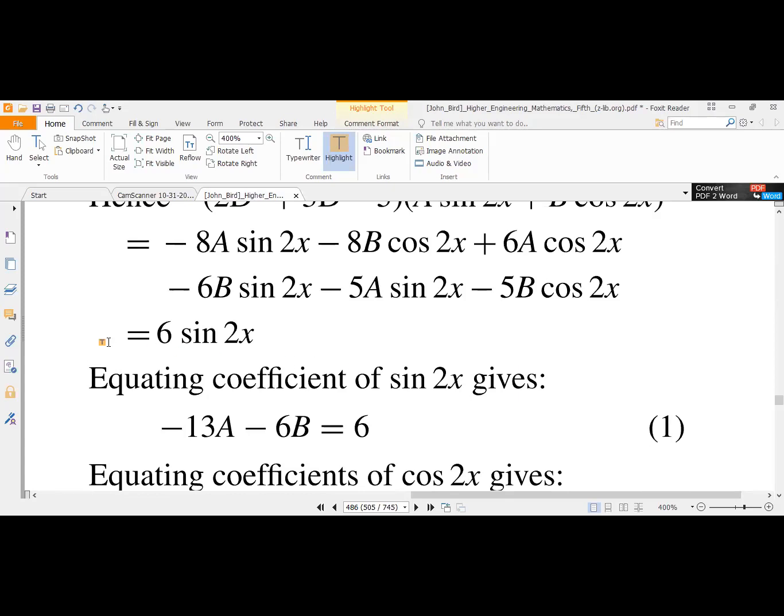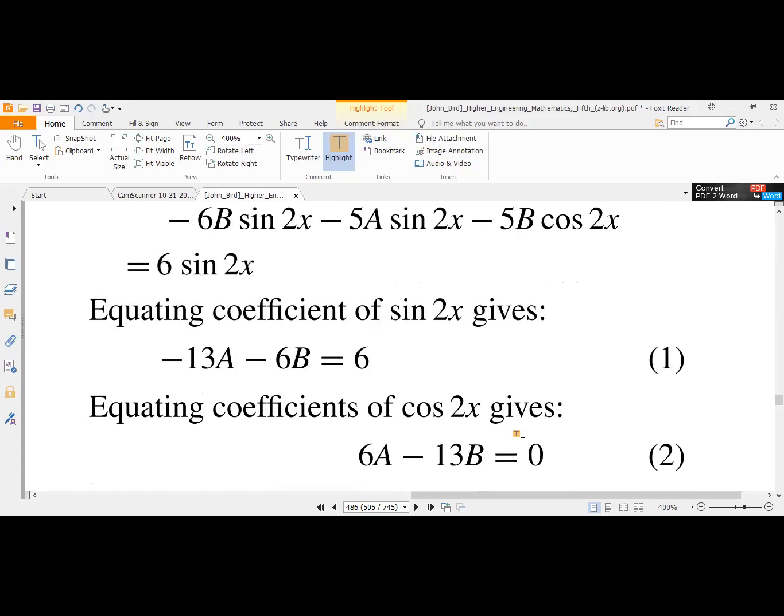Then you notice that the non-homogeneous part is 6 sine 2x, right? Yes, sir. So 6 sine 2x will be for this one. So for this one, sine 2x will go. Then for this one will give me 0. Do you know how we come up with 0 here? Because the non-homogeneous part is not dependent on cos, it's only dependent on sine.